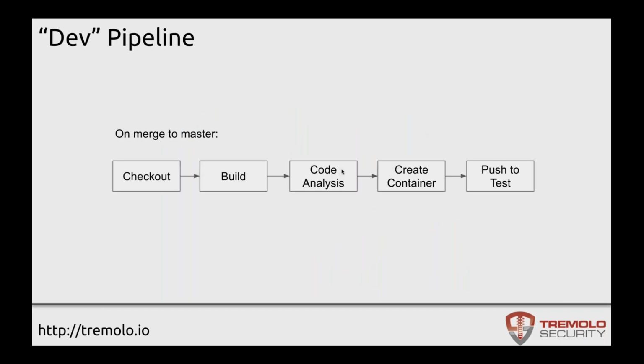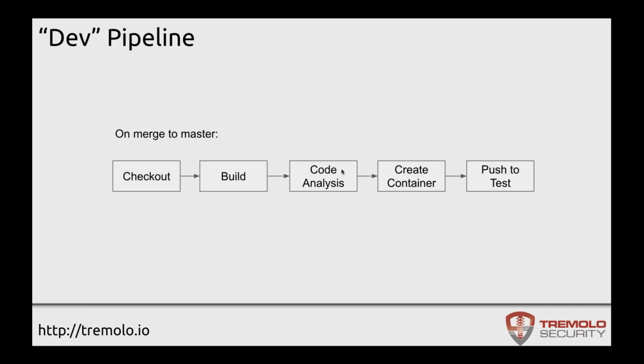So let's look at the dev pipeline in detail here. The first piece is to say, once I've requested access, as a developer, I'm going to go ahead and do my development and merge it into master. At that point, we want OpenShift to check out the code and do a build. The example we're going to use today is Java, so we're going to do a Maven build. We're going to run it through a static code analysis using SonarQube, create a container, and then push it into the test environment. So this is all going to be done on merge.